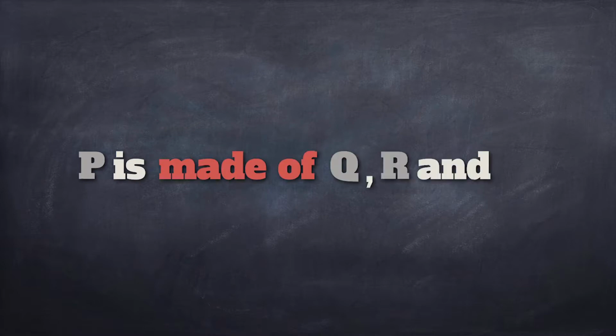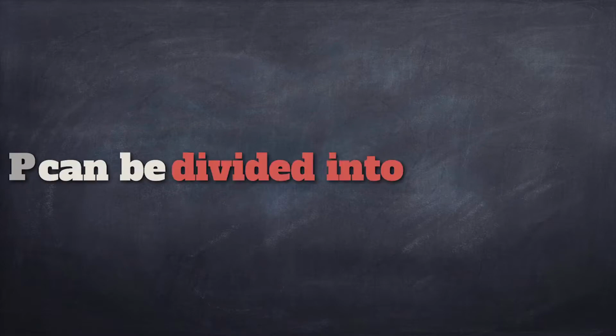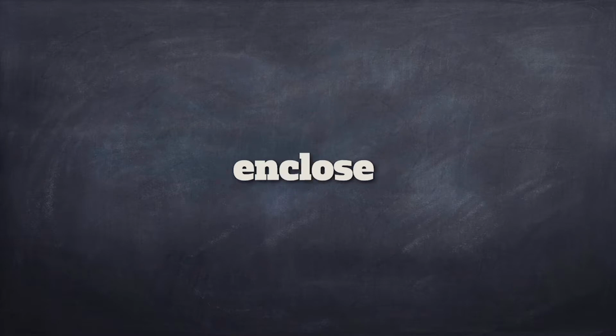You can use passive structures to express the action of fragmenting a unit. Look at the following. P is made of Q, R, and S. P can be divided into Q, R, and S. You can also use active verbs like comprise, enclose, encompass, include.